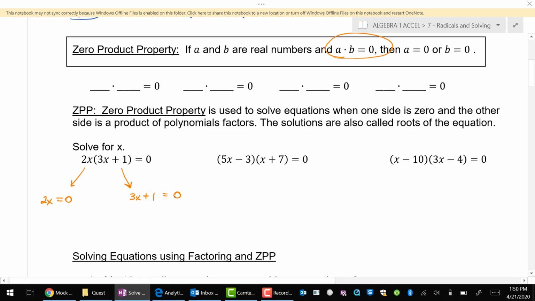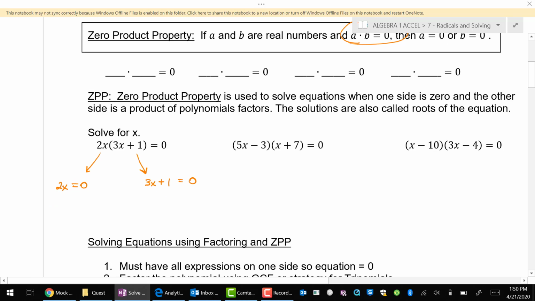And so now what I'll do is solve each one of these little mini equations separately. Divide by 2, and I'll find out that x over here is equal to 0. Subtract 1, and then divide by 3. So I have two solutions of x equals 0 and x equals -1/3 for that problem.